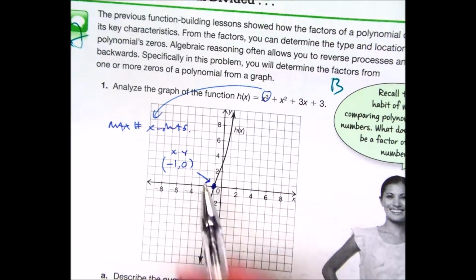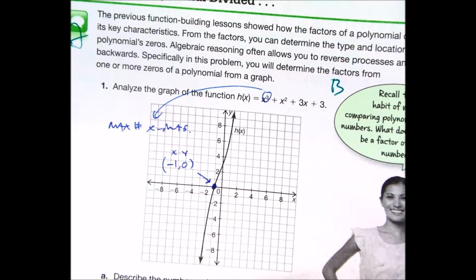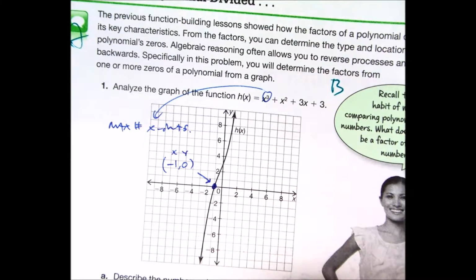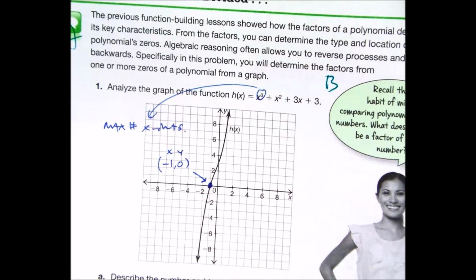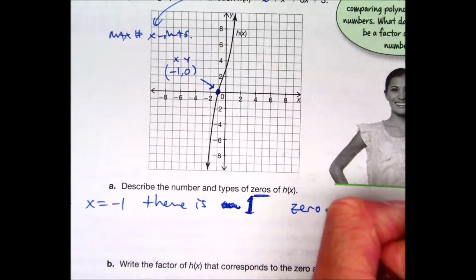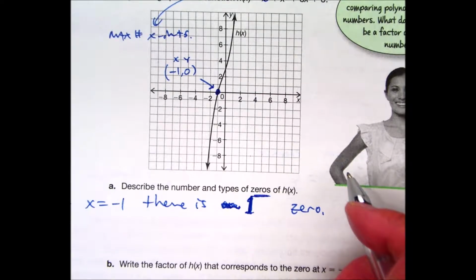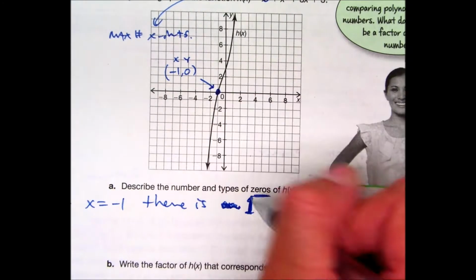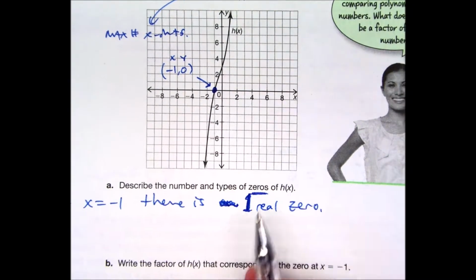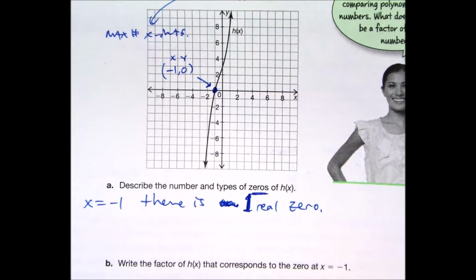So describe the number. At x equals -1, there is 1. Let's draw a big 1. That's my squiggly. There is 1 zero. I have a question. What type of zero is it? Is it real or imaginary? That is 1 real. Remember, it's the number 1 because it's a shoot through. It goes through the x-axis, not a kiss or a bounce. Okay? Well, let's think about that.